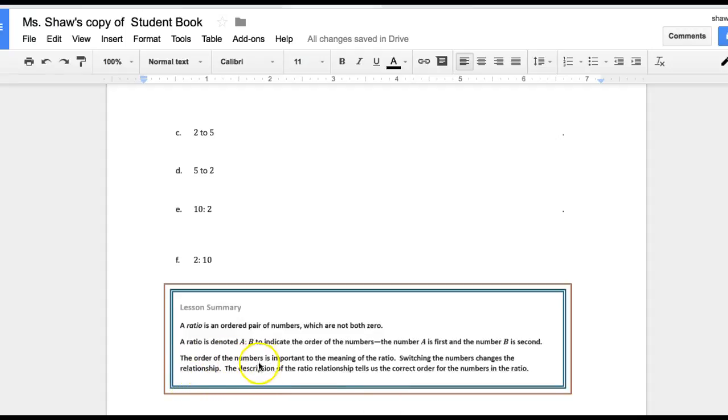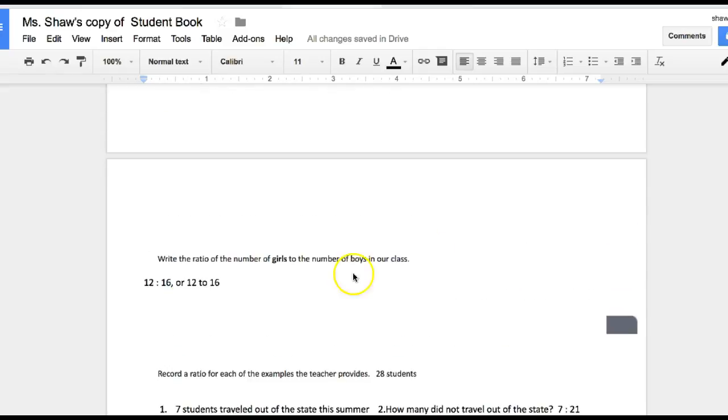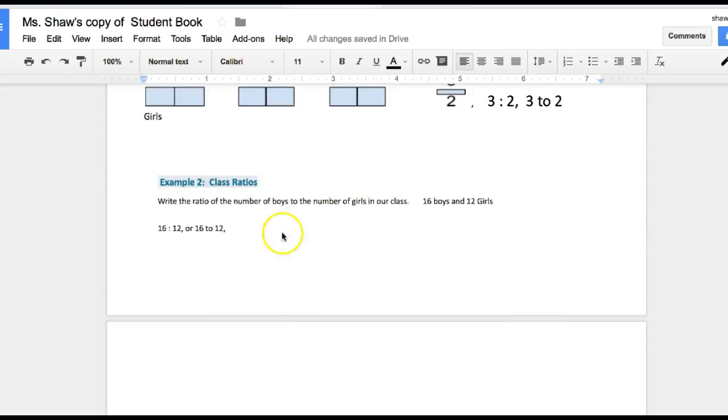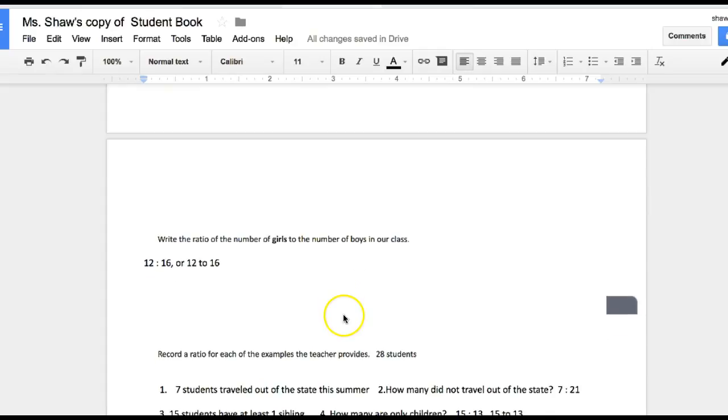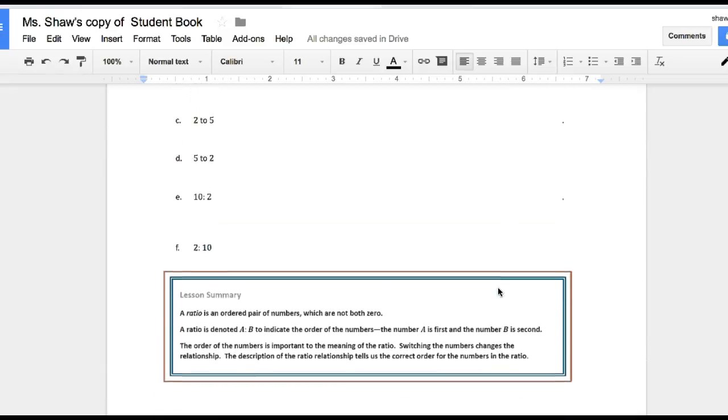The order of the numbers is important to the meaning of the ratio. Switching the numbers changes the relationship. If I said boys to girls, as we did up here, and you gave me the 12 to 16 here, that wouldn't be boys to girls. That wouldn't be correct. It would be girls to boys in that case, which would be this one that was asked. So you have to make sure you pay attention to which one comes first when you're writing the numbers.